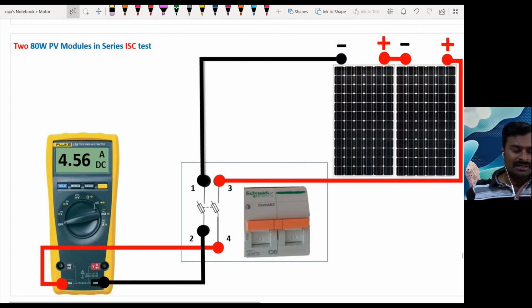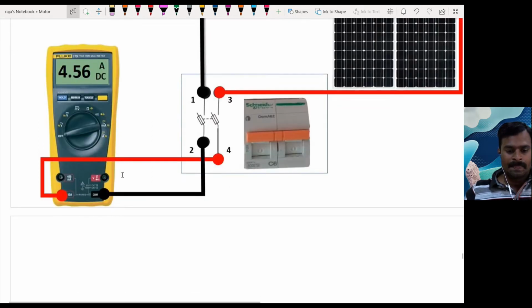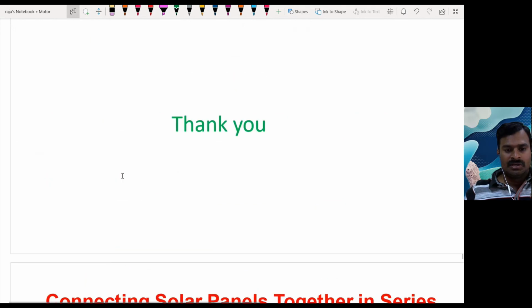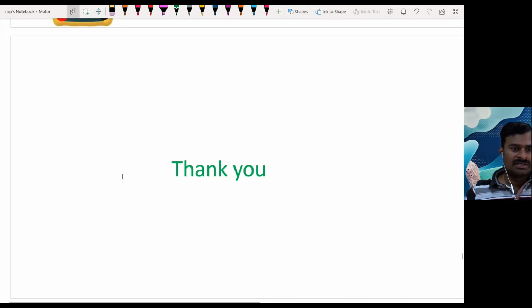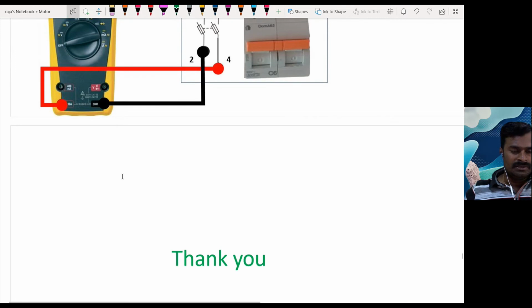So you can see the current for both these panels. Actually, in the specification, you could have seen it is 4.56 short circuit current, which is approximately equal to 5 ampere, which is given in the specification details. Here, since it is connected in series, we get 4.56. Okay, so this is about the connections, how to make the series connection, and what will happen to the voltage and what will happen to the current.